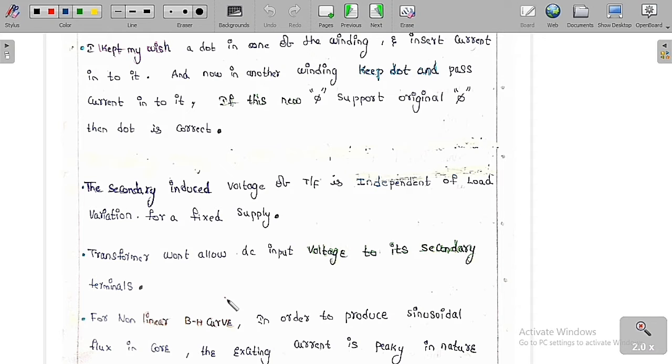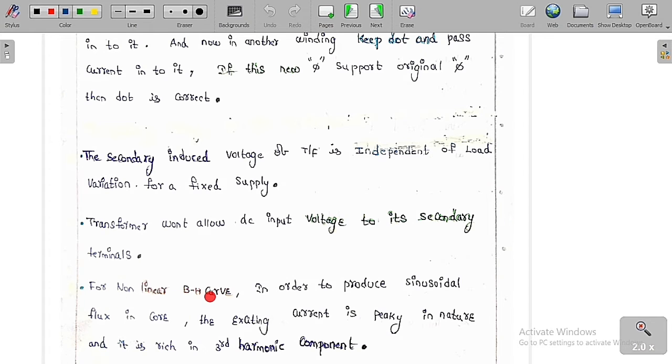I have already told you, whenever there is a rate of change of flux, then only we are going to get an induced EMF. With constant DC supply, the current is constant, the flux is constant, so there will be no rate of change of flux, so there will be no induced EMF. So we can say that for a transformer, if you give input as AC and DC combination, the output will always be purely AC, there will be no DC component, because this principle is based on electromagnetic induction. Whenever there is a rate of change of flux only, we are going to get an EMF induced.